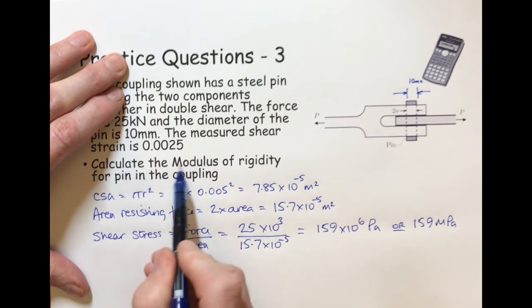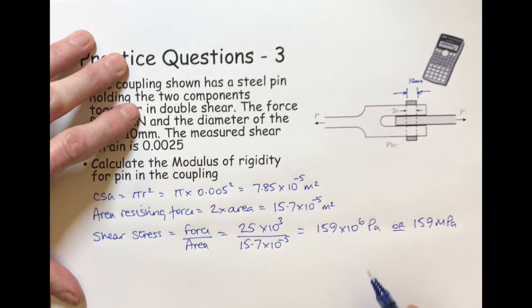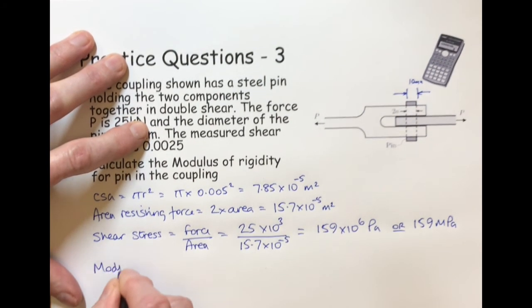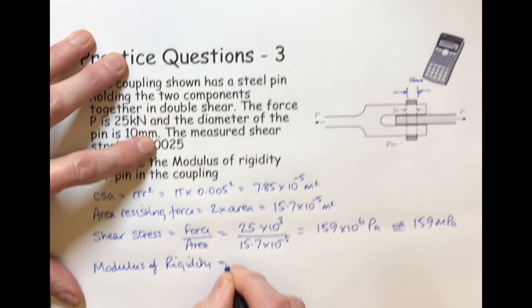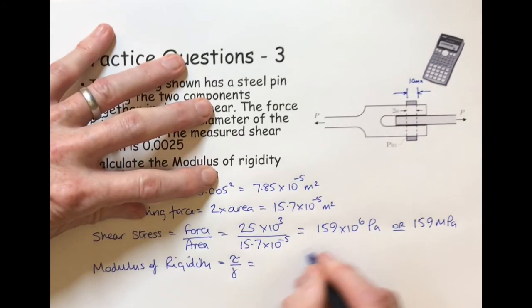Now we're told the shear strain is 0.0025. We've got to calculate the modulus of rigidity. We know the formula for that. We can get that from the formula sheet. So I'll write this out anyway. So we can put the numbers in.